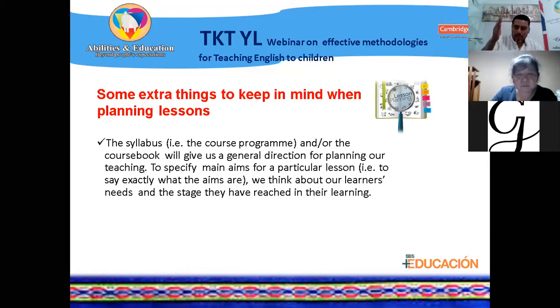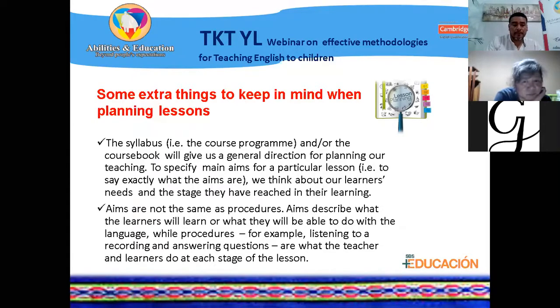Because in the syllabus, you know what you will be covering each week, each month, each bimester. The book is also telling you what sequence you will follow, right? To specify main aims for a particular lesson, we think about our students' necessities, as Vladimir said, and the stage they have reached in their learning.